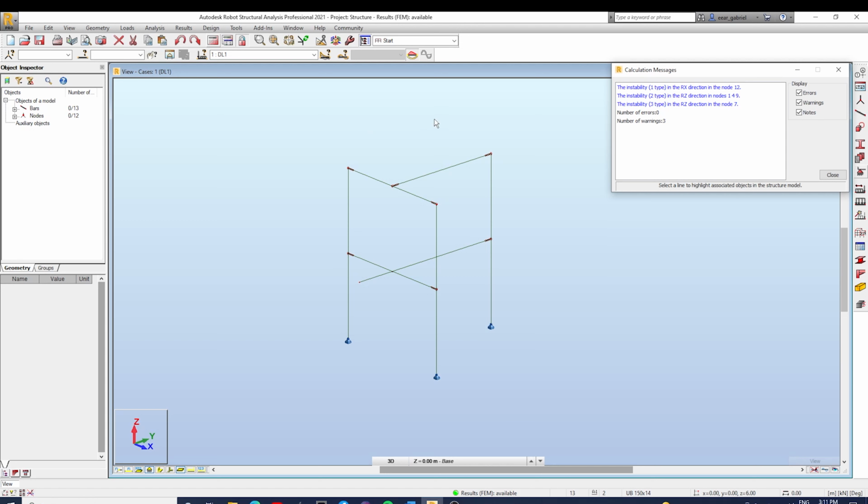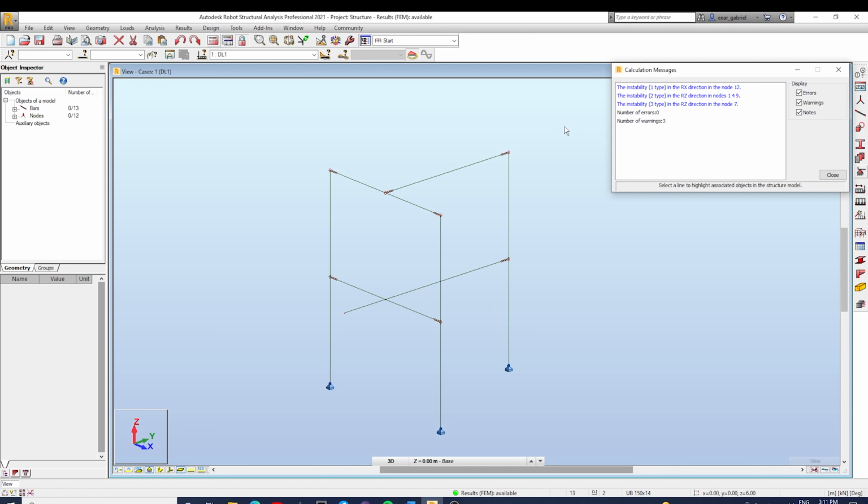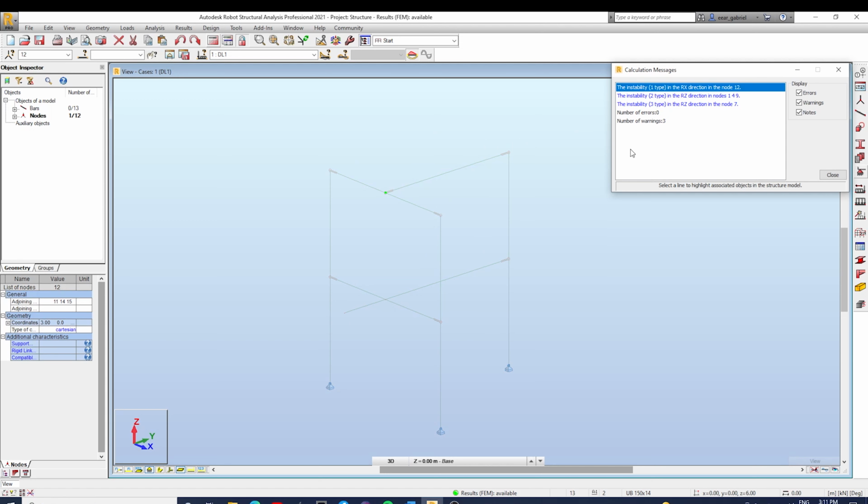And what we're going to do here is read the errors and try to figure out how to fix them one by one. So the first one, instability in Rx direction in the node 12. What does that mean? If we turn on the local axis, notice that the x-axis is the one along the length of the beam. Rx is then the rotation about x. So what this error is telling me is that the beam is sort of spinning around its own axis.